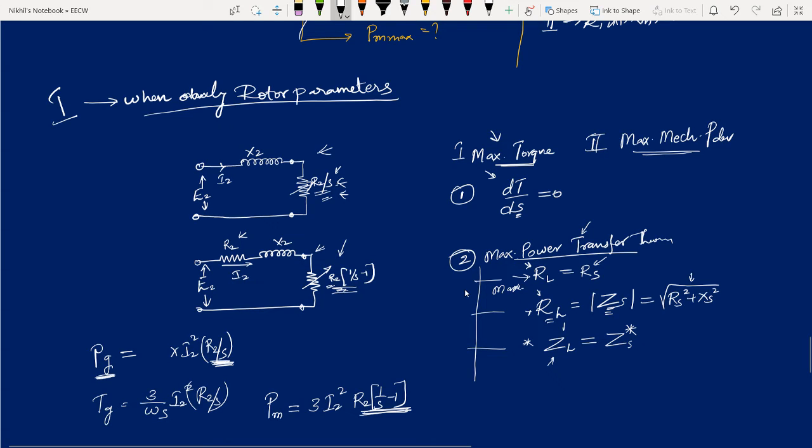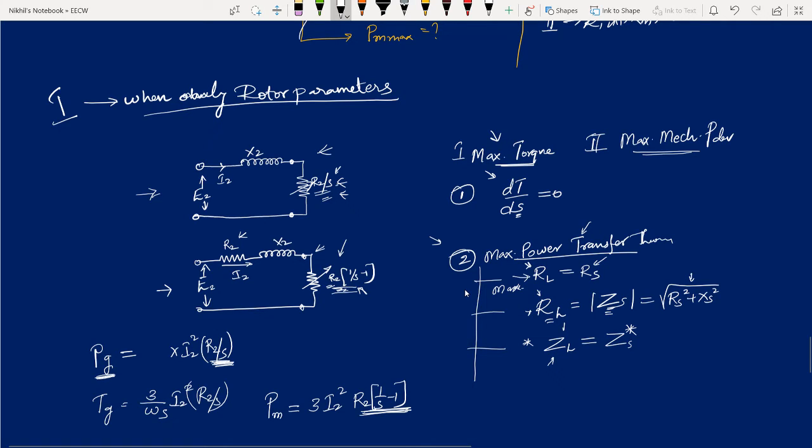Now I have two circuits like this. Which circuit should I use in order to apply the maximum power transfer theorem? Look at the first circuit. What is the load? R2 by S, which is the total resistance. In the second circuit, what is the load? Wherever there is a variable part of resistance, that becomes the load in any circuit. This electrical component of mechanical load is the load here.